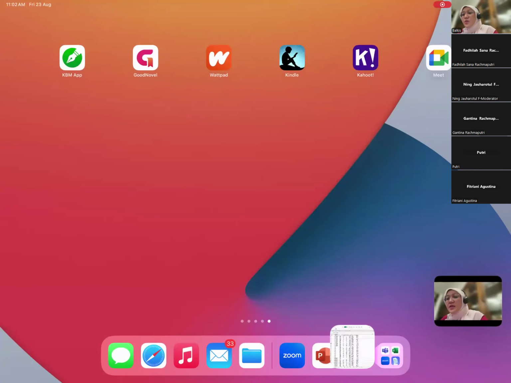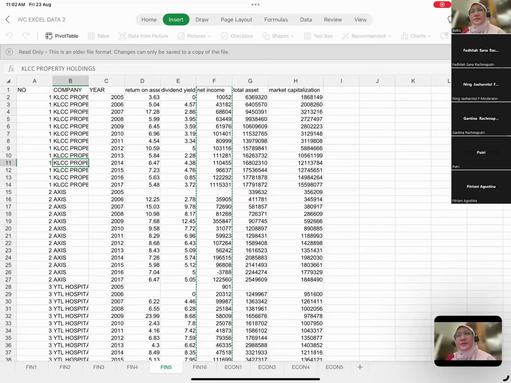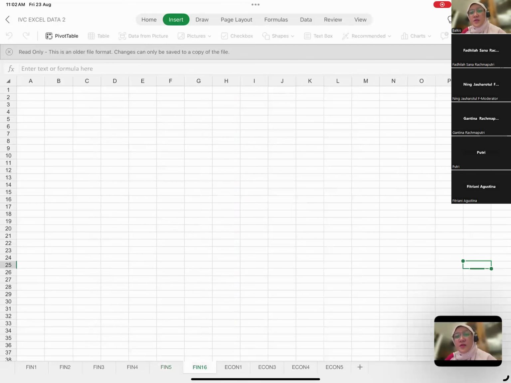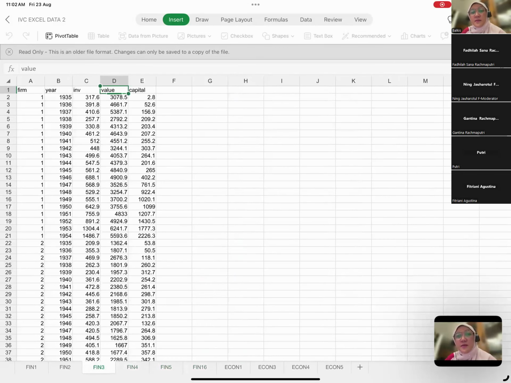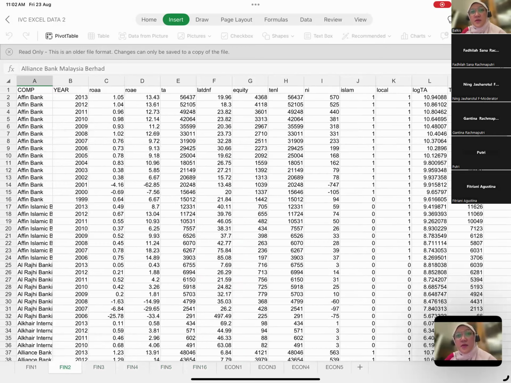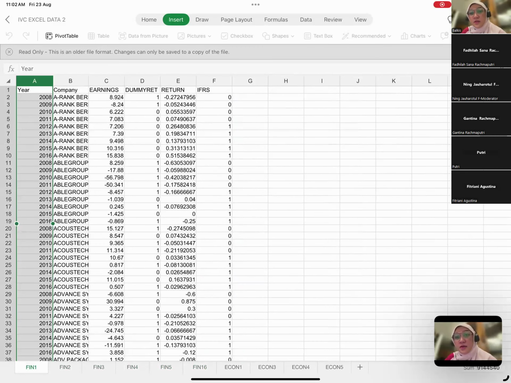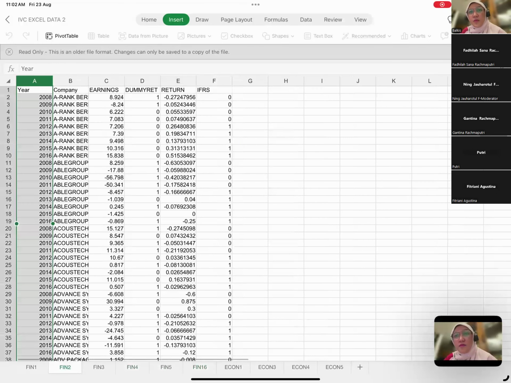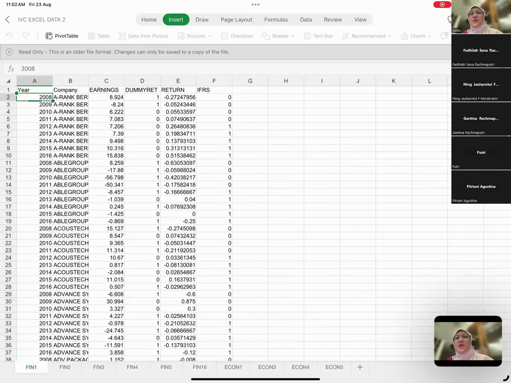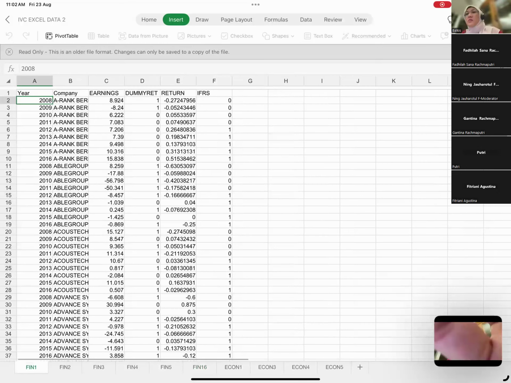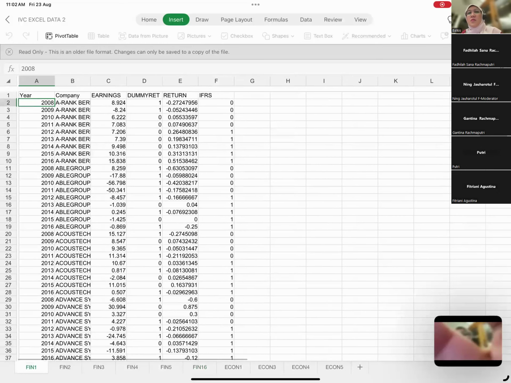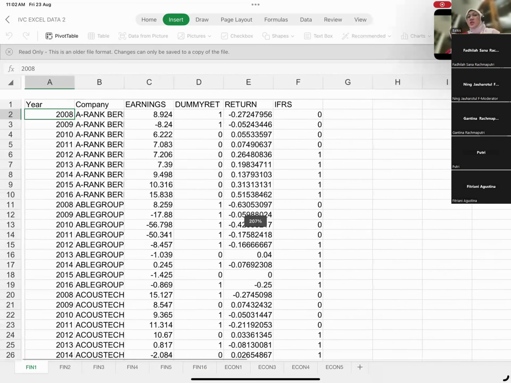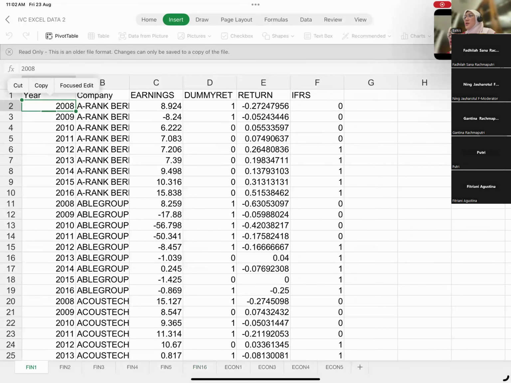So for example, if we have Excel, let me check whether there is quarterly data. These are all yearly. Alright, instead of year, for example, this is year, what you can do, you change it, instead of year, you change to quarter.